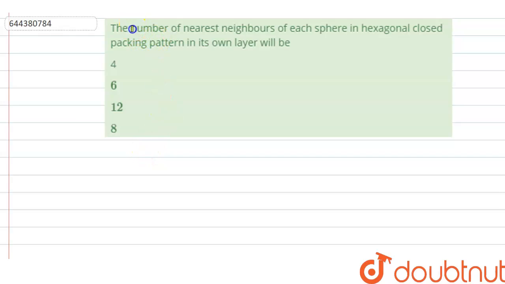Hello everyone, let us solve this question. The question says that the number of nearest neighbors of each sphere in hexagonal closed packing pattern in its own layer will be option A 4, option B 6, option C 12 and option D 8.